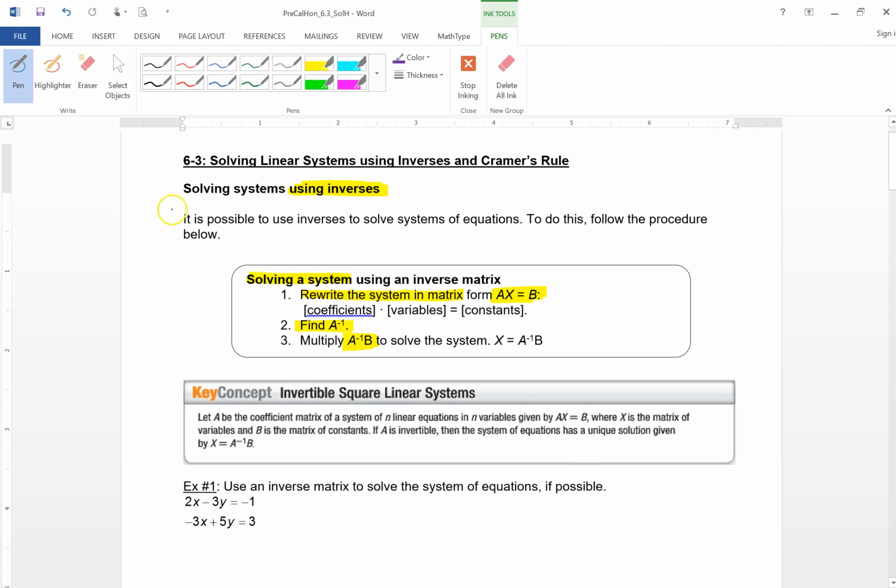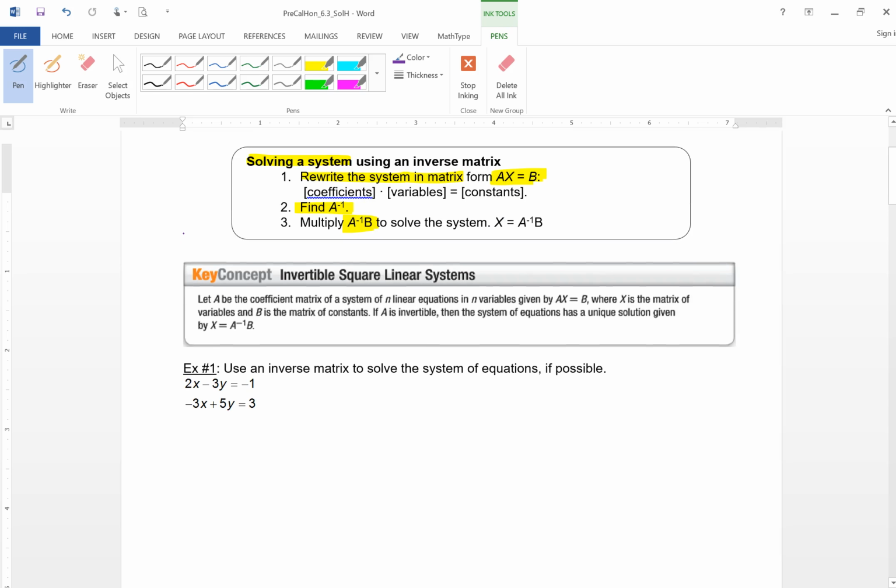First step says to write it in matrix form. So now we have matrix A times matrix X equals matrix B. Matrix A is the coefficient matrix, so it's just the coefficients of my system, meaning 2, -3, -3, 5. Next, it's the variables, so it's times the variables in a column matrix, X and Y. That is definitely a column matrix. Next, it says the constants. The constants are -1 and 3. Okay?